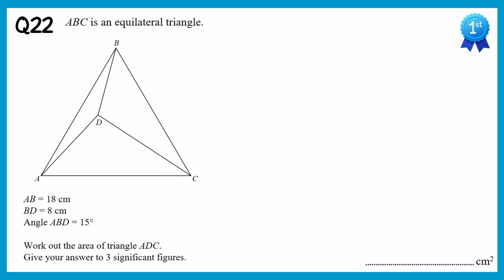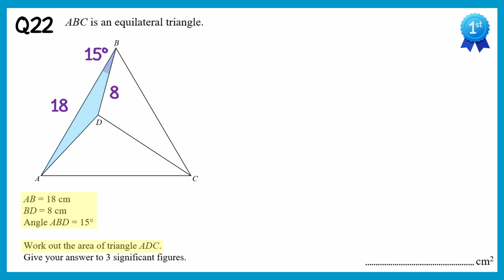In this question, we need to work out the area of triangle ADC. We've been given some information in this question, so let's mark that onto the diagram first. We're told that AB is 18, BD is 8, and angle ABD is 15 degrees, so that's this one here. We're going to start by looking at this triangle here, and we want to work out the length of AD.